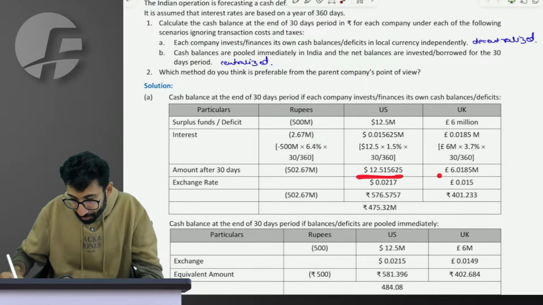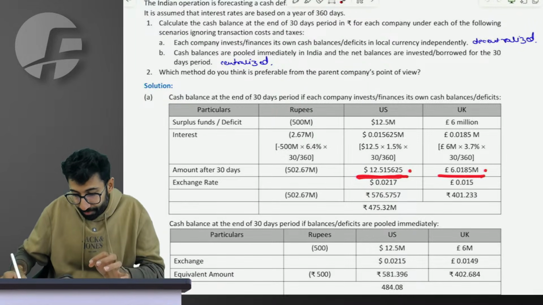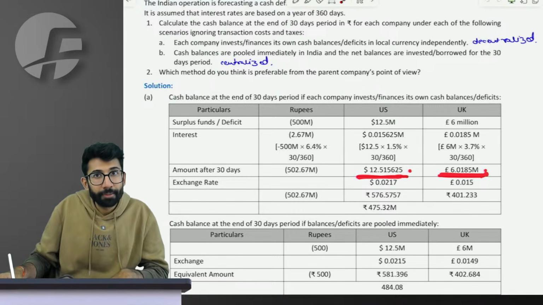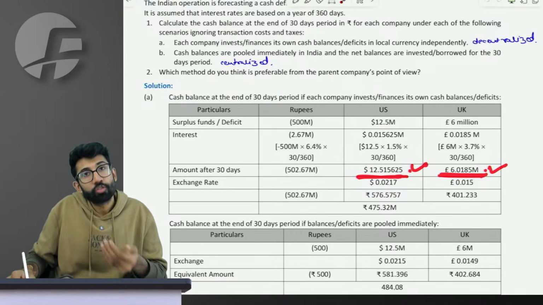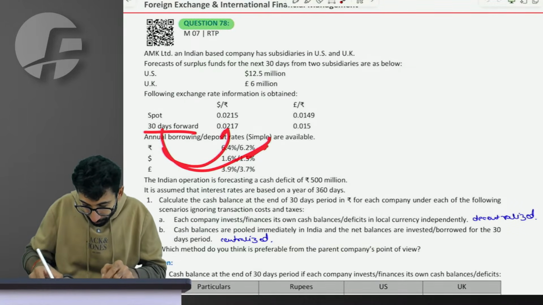The amount that you redeem in the respective currency is $12.515625 and pound is 6.0185 million. The redeemed amount, let's go to the market to sell it. Since that's after 30 days, I will make use of the forward rate.